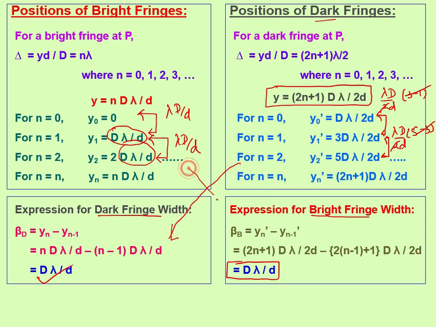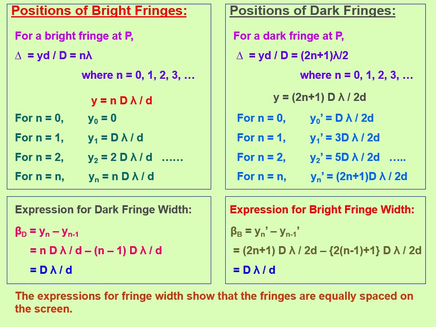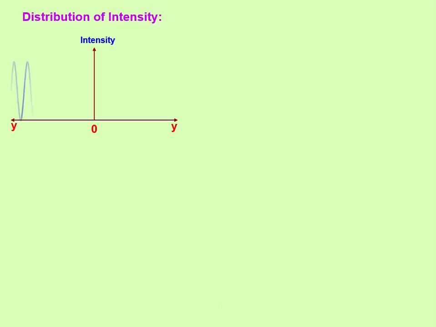This shows the distance between two consecutive maxima on the screen. Distance between two consecutive dark fringes, distance between two consecutive bright fringes, and it is the same: lambda capital D upon small d. So they are equidistant. They are equally spaced on the screen. Correct? And we can show this with the variations also.